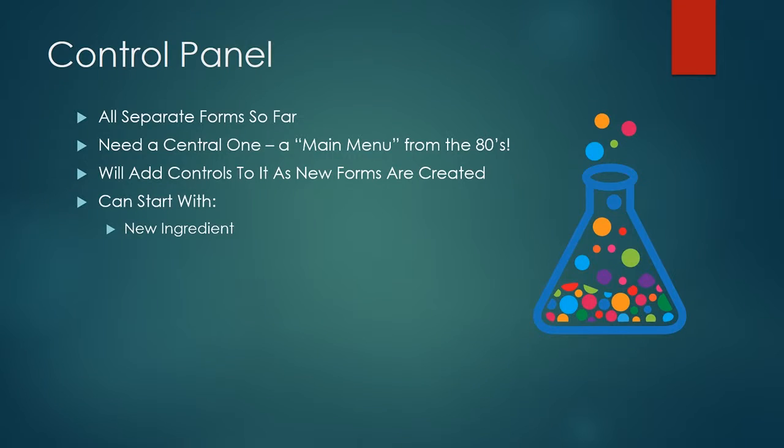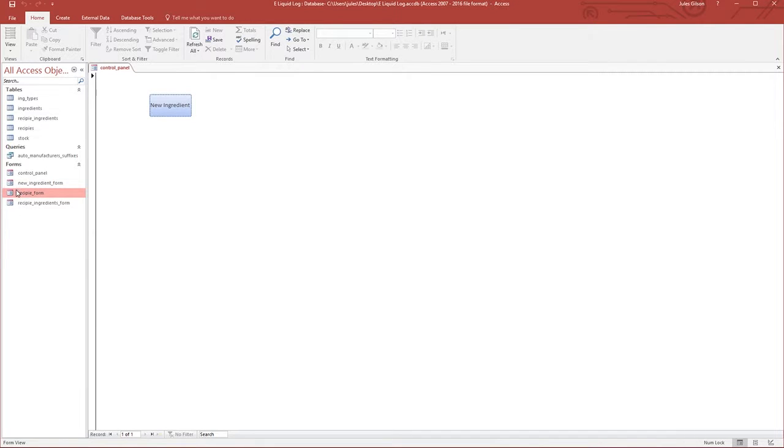So what else can we add to our new control panel? Well, let's have a look here. We've done the new ingredient button. We could add a new recipe button. So basically what we've got is we've just created the control panel. We already had the new ingredient form, which we've created a button for. We have the recipe form, which we could also create a button for.